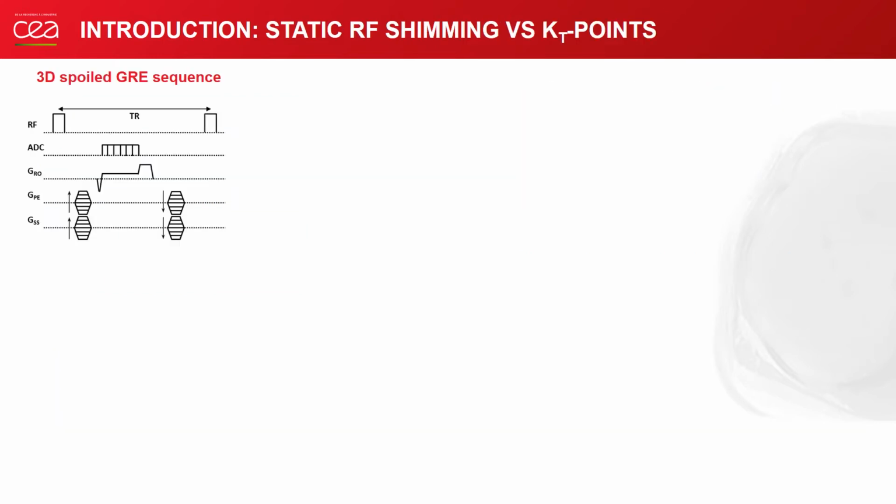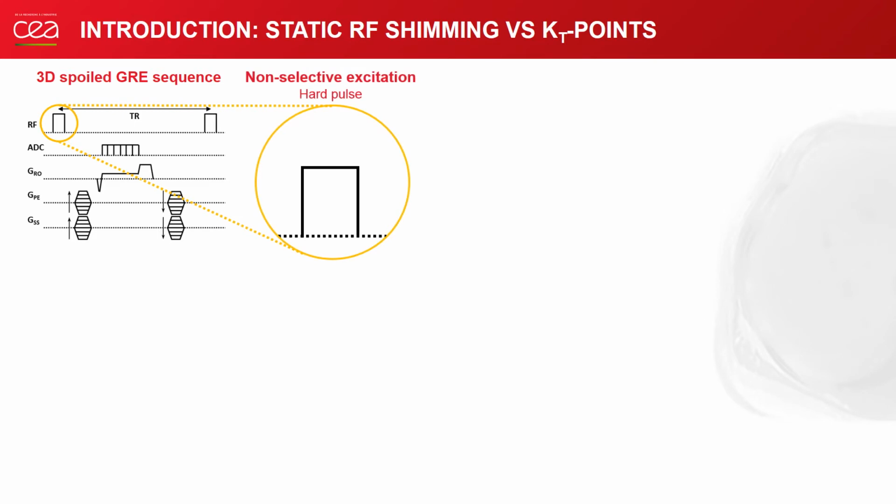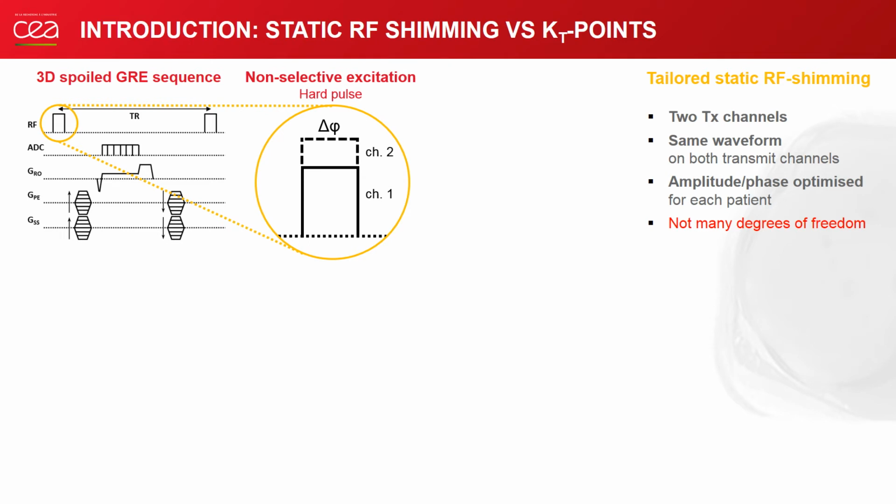Here is the diagram corresponding to a 3D spoiled GRE sequence. Let's focus on the radio frequency part. For non-selective excitation, you would normally use a hard pulse. And if you're lucky enough to have a 3 Tesla scanner equipped with parallel transmission, you have two different channels on which you can adjust the amplitude and phase of your square pulses to adapt to the patient in the magnet and minimize the dielectric resonance artifact by making interference patterns. This works most of the time, and that is what we call tailored static RF shimming.